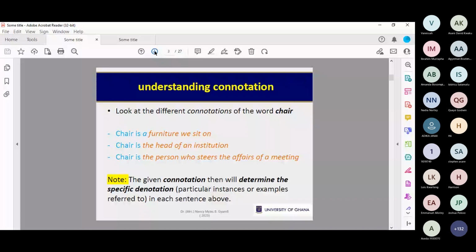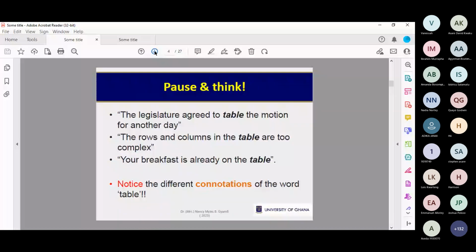So we'll give you some more examples to show you that you can have different connotations of one word, different meanings of one word, like what you see on the screen now. Table. Table connotes something different from the second use of table here and the third use of table here. Okay, so these are different connotations of the word table. And please notice the different connotations of the word table is what has been said there to help you.